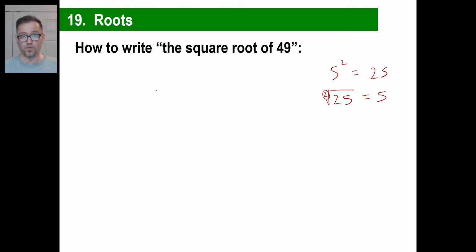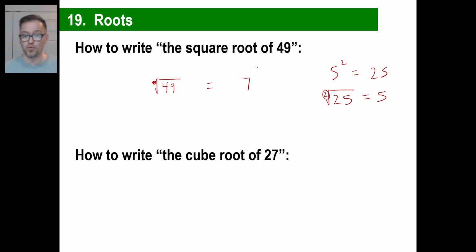The square root of 49 would look like this, the square root of 49. And again, you might sometimes see a 2 there to remind you that it's something multiplied by itself twice. Although most of the time, you will not see anything there. They're just going to assume you know that it's a 2 there. What is the square root of 49, by the way? 7, right? 7 times 7 is 49.